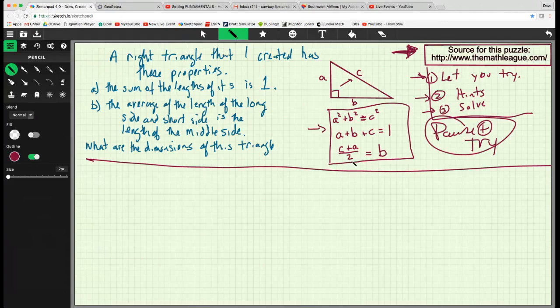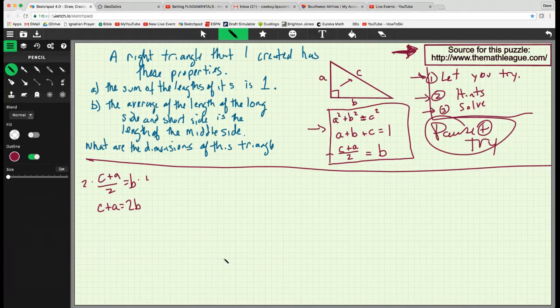Okay. Now we are back. So what I'm going to do first is take A, B, and C, and rewrite some of these equations. Let's rewrite this one here. We got C plus A over 2 equals B. I'm going to multiply both sides by 2, and I get C plus A equals 2B.